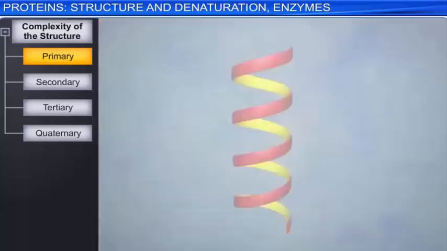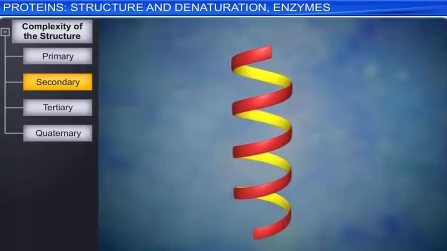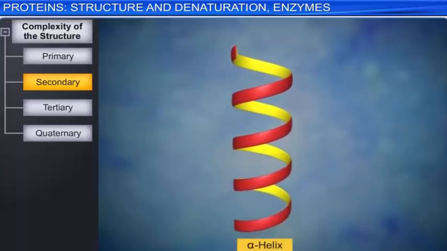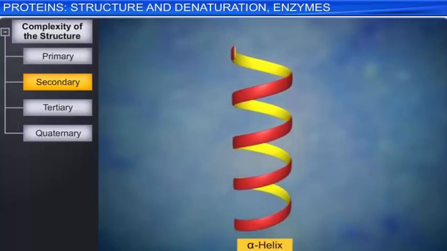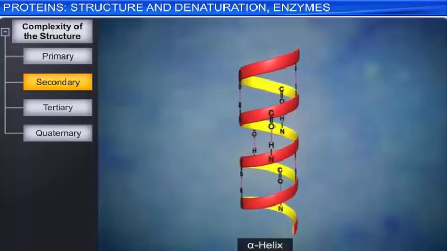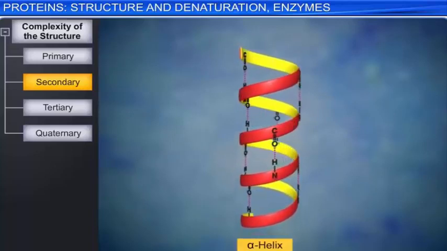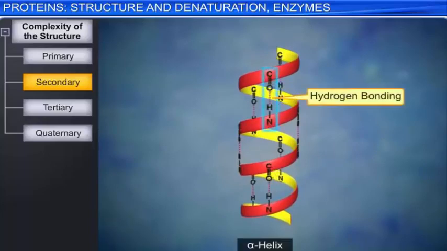The secondary structure of proteins refers to the arrangement of the polypeptide chains in space. One important type of secondary structure is the alpha helix, illustrated here in a ribbon diagram. Each polypeptide chain is coiled to form a spiral structure called alpha helix. The alpha helix is a right-handed helical chain in which the hydrogen bonding occurs between different pairs of the chain to hold the helix together.